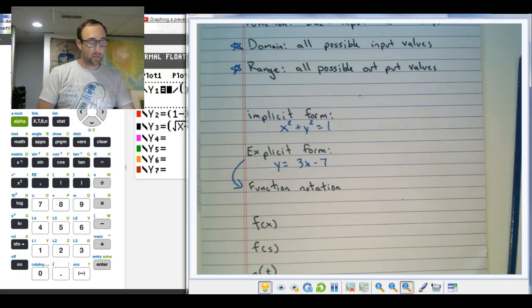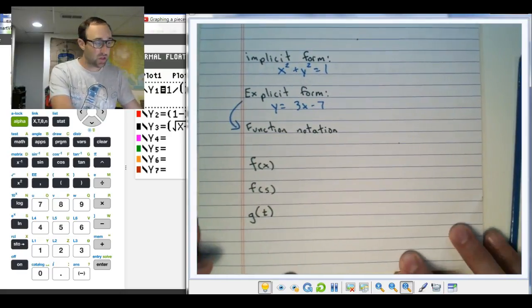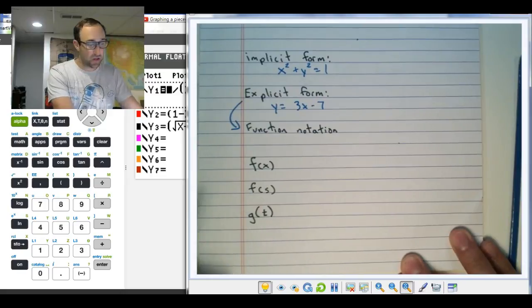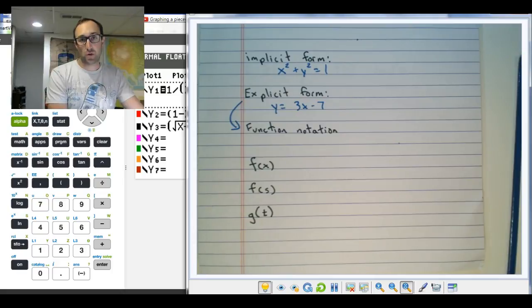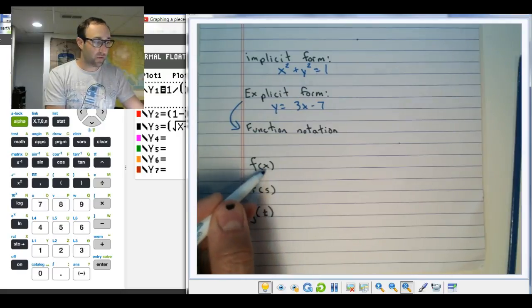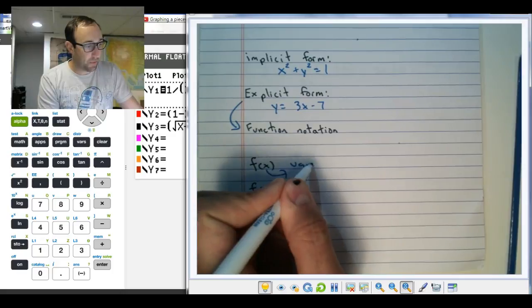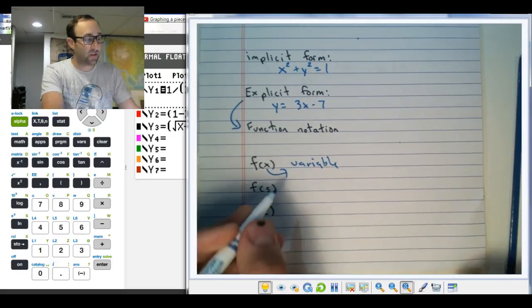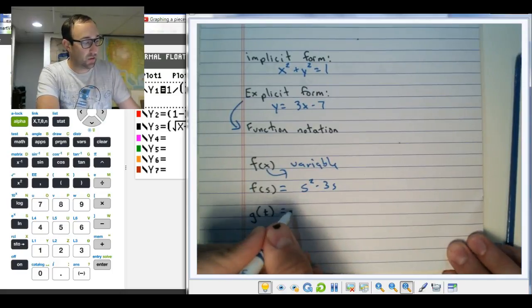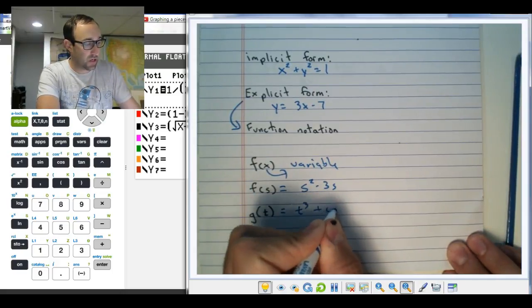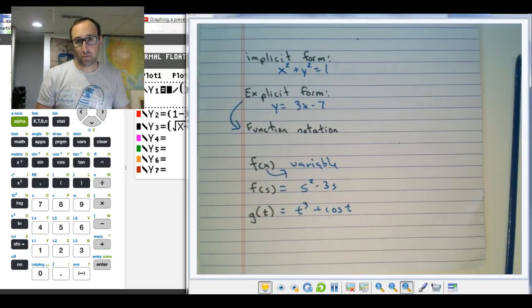Alright? So we can also write function notation in several ways. We've seen f of x, g of x, h of x. We're also going to be using other variables. Sometimes s works, sometimes t works, depending on the real-world situation that we're dealing with. So if we're talking about time or seconds or feet or height or whatever, you might see a different variable. Don't freak out. Whatever variable is inside, that's going to be the variable. So you've seen f of x, so f of s equals s squared minus 3s. g of t equals t to the third plus cosine t. It just tells you which variable you're going to be using.